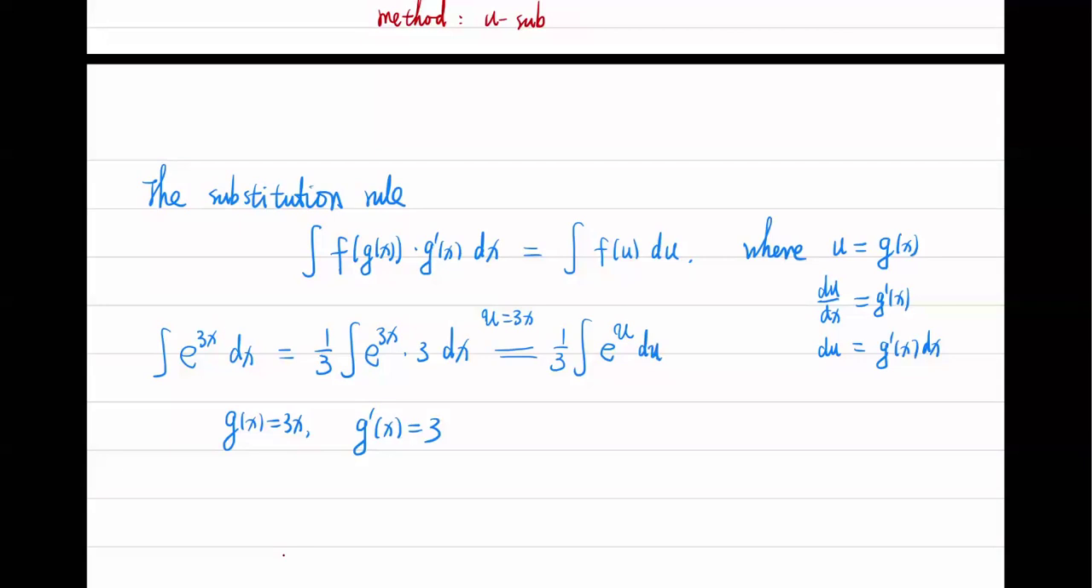It is e to the u. Okay, so this will be 1/3 e to the u plus c. And the last step, we switch back to x. 1/3. This is where this 1/3 comes from. It comes from this substitution, where we make up the derivative of it.